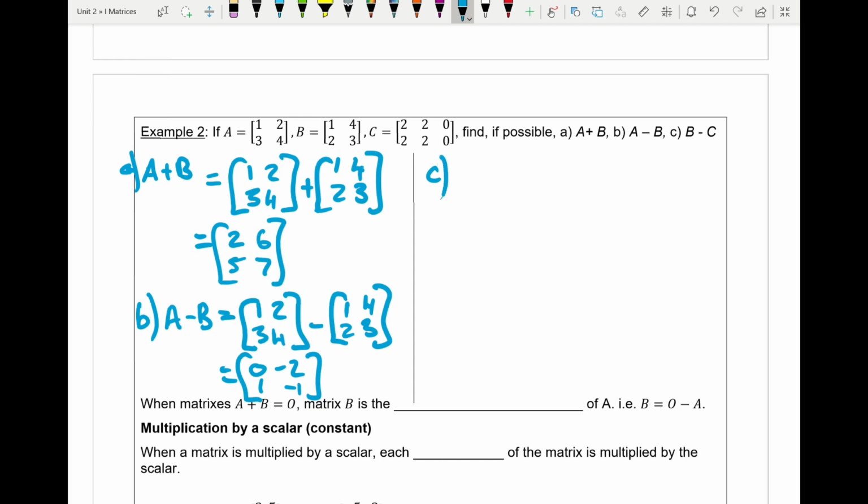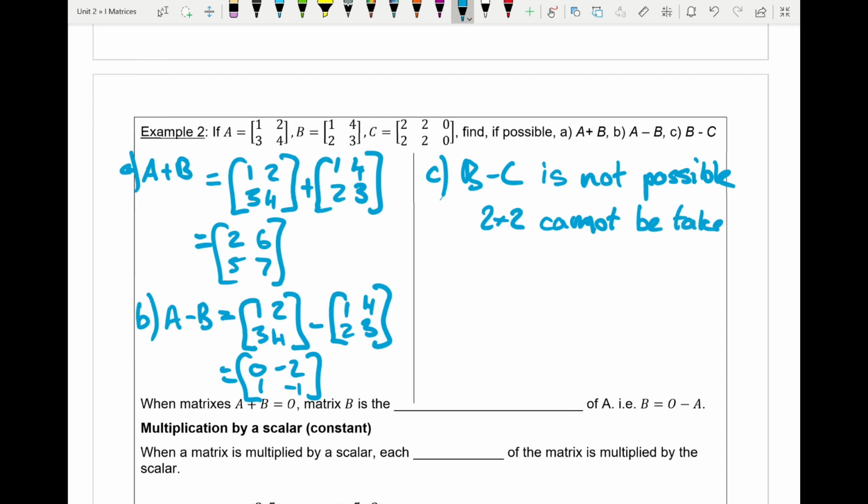Okay, and lastly, part C. So we've got B take C is not possible. Why is it not possible? Well, we're trying to take a 2 by 2 away from a 2 by 3. So 2 by 2 cannot be taken away from a 2 by 3.